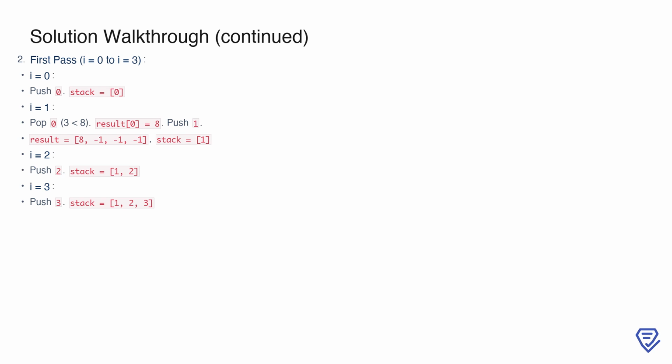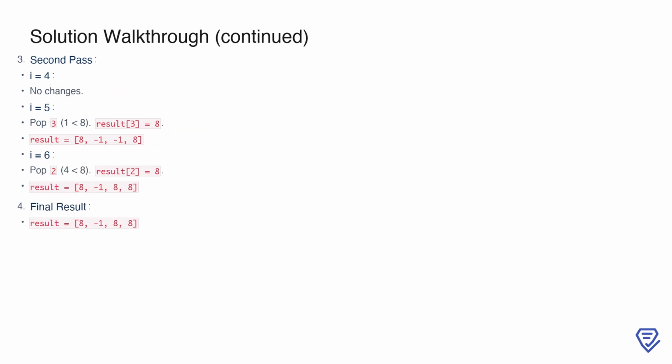At the end of the first pass, the result array remains -1, -1, -1, -1. In the second pass, we iterate from I equals 4 to I equals 6. For I equals 4, the current index is 0, and the value is 3. Since 3 is not greater than the value at the top of the stack, no changes are made.